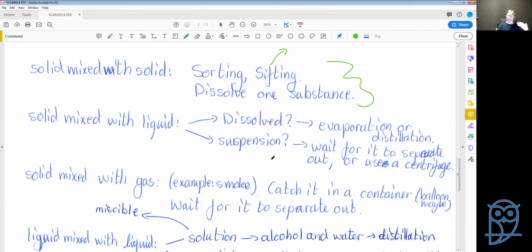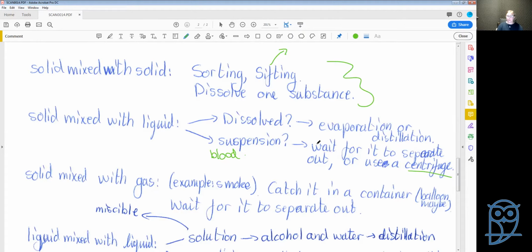So if we have a suspension, that is things like blood. We have red blood cells and white blood cells and platelets all going together in our blood. So we could either wait for it to separate out, but if it's a substance like blood that can actually go off, you could use a centrifuge in order to separate out the liquids.